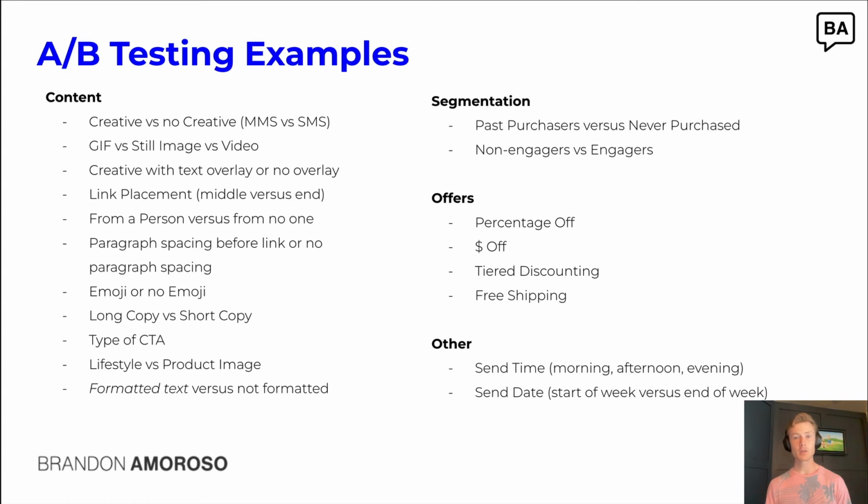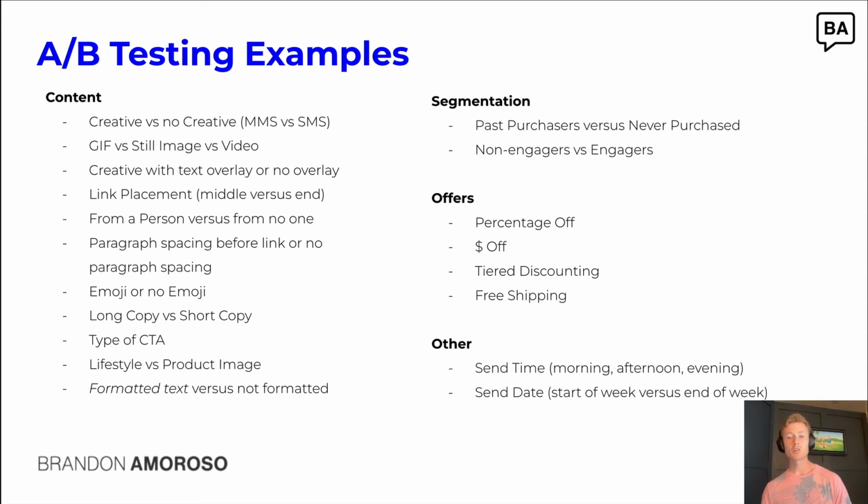Second is segmentation. So you can test into different segments. One of our favorite ones is past purchasers versus never purchased, because prospects typically respond differently to different types of text than those who have purchased in the past. And the same goes for non-engagers versus engagers. But you could take all the segment examples that we built out in the past and use those here for potential A/B tests.